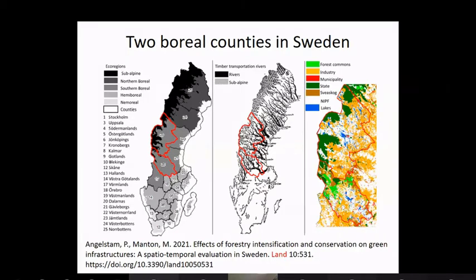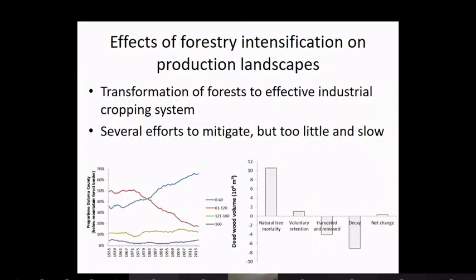So what we have done there is to look at the effects of forestry intensification on production landscapes. And what is going on, and has been going on for more than 100 years, is the transformation of natural forest landscapes to effective industrial cropping systems. You can see the consequence of this in the age distributions in the graph on the lower left. This graph shows four age classes: 0 to 60 years, 61 to 120 years, 121 to 160, and older than 160 years.